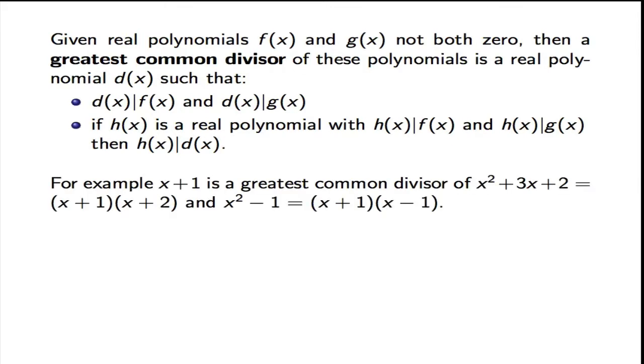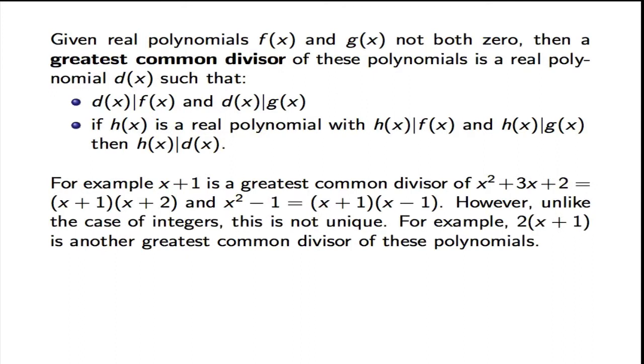For example, x plus 1 is the greatest common divisor of x squared plus 3x plus 2 and x squared minus 1. Now it is easy to check the first property, because we can write x squared plus 3x plus 2 as (x plus 1) times (x plus 2), and we can write x squared minus 1 as (x plus 1) times (x minus 1). The second property is more difficult to check, and we are not going to do it now. It will be much easier to check it once we develop the appropriate theory.